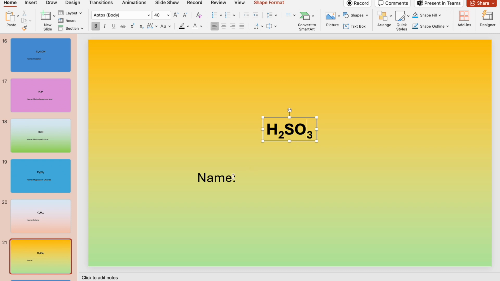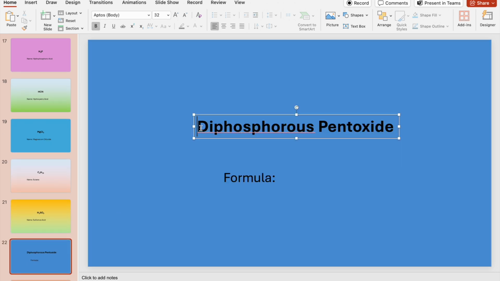H2SO3. So you're ding, ding, ding, acid. And SO3 is sulfite. Remember, if you're an ite, you turn to us, right? So this becomes sulfurous acid. And remember, you do not need a hydro because you are a polyatomic. So anytime you have more than one element here, no hydro. So sulfurous acid. Okay? Diphosphorus pentoxide is next.